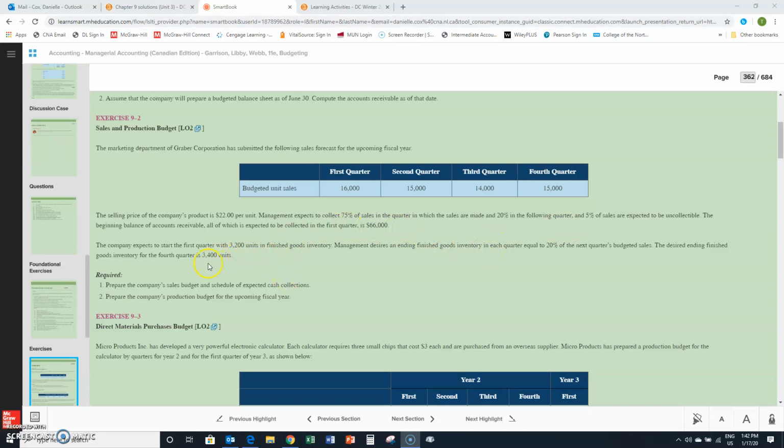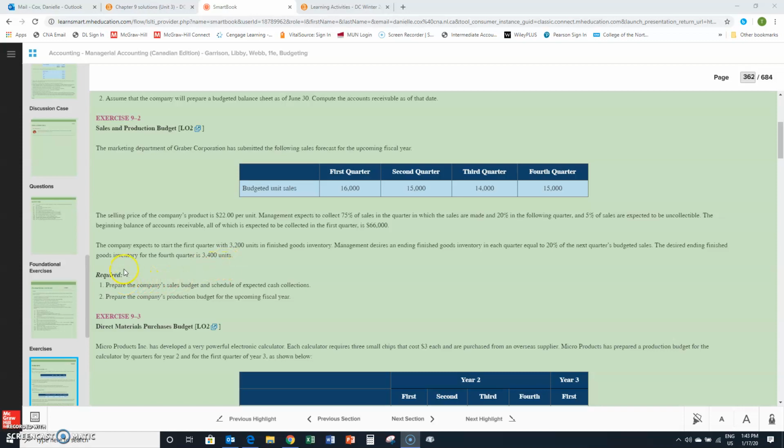The company expects to start the first quarter with 3,200 units in finished goods inventory. Management desires an ending finished goods inventory in each quarter equal to 20% of the next quarter's budgeted sales, and the desired ending finished goods inventory for the fourth quarter is 3,400 units.